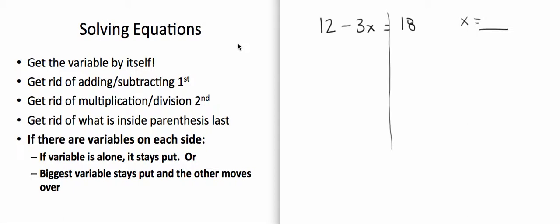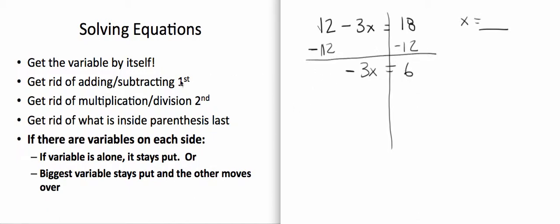When we solve equations, we go in reverse order. So we get rid of addition and subtraction first. We see that this 3x here means 3 times x, so that's multiplication. We have this 12 here that's being combined with 3x, and that's the addition subtraction part. Since this is a positive 12, we subtract 12 from each side. And we end up with negative 3x, and that's equal to 6.